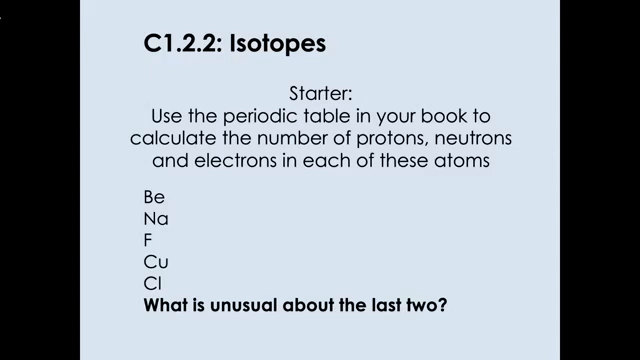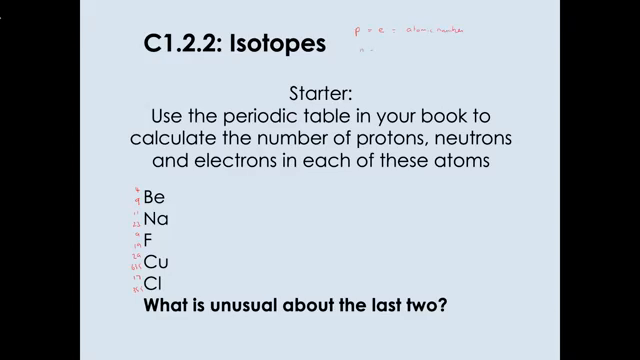Okay, so hopefully we've found that beryllium, if you look at the two numbers, I'm going to do it the way around that it's on your periodic table. So it's 9 and 4, and then sodium's going to be 23 and 11, fluorine's 19 and 9, copper's 63.5 and 29, and chlorine's going to be 35.5 and 17. So what we've got to remember here is that the number of protons is equal to the number of electrons, and that's equal to the atomic number, which is the smallest of the two numbers.